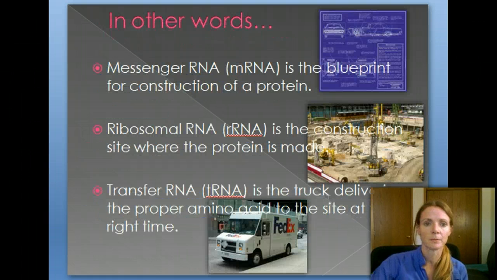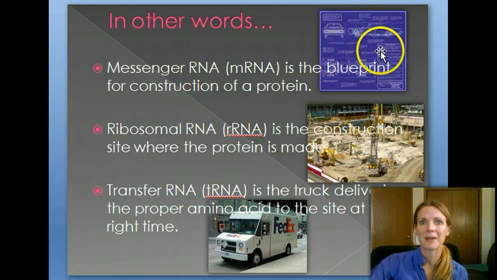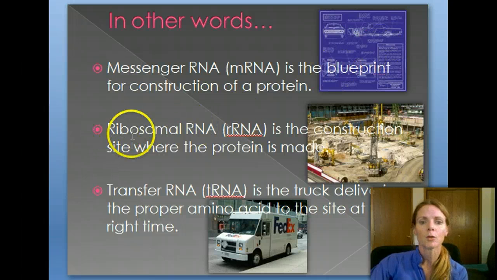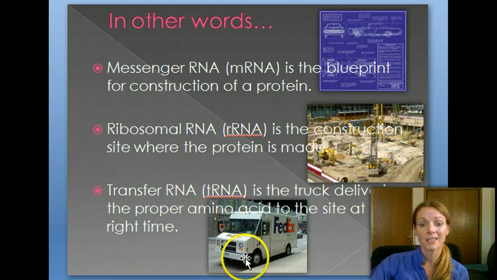Three types. Let's say that one more time. Messenger RNA is the blueprint for construction of a protein. So it's that messenger. What are those proteins going to look like? Ribosomal RNA is basically the construction site. Those are the ribosomes. That's where the construction is going to take place, and the protein will be made. Here's a construction site. Transfer RNA, good old FedEx, right? It's the truck delivering the proper amino acids to that site at the right time.